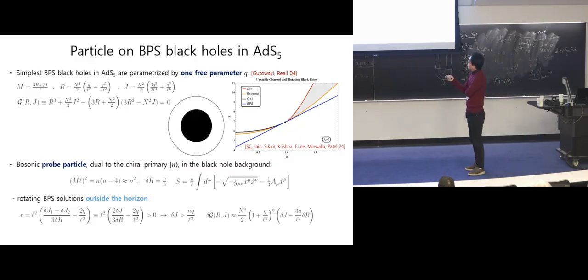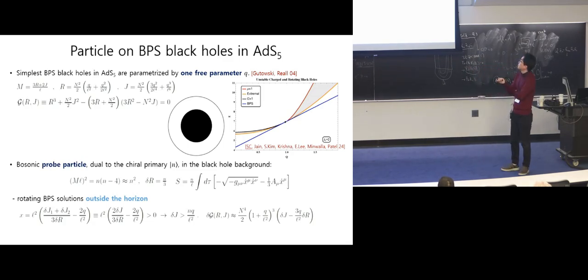And then what you will find is that the rotating BPS solution outside the horizon exists only when the angular momentum of this bosonic probe particle is larger than a certain amount given by the black hole parameters. And of course, this can be intuitively understood, because if you have small angular momentum, because of the gravitational interaction, it will be swallowed by the black hole. But if you have large enough angular momentum, it can balance with the gravitational interaction, so you can find this stable orbit outside the event horizon.